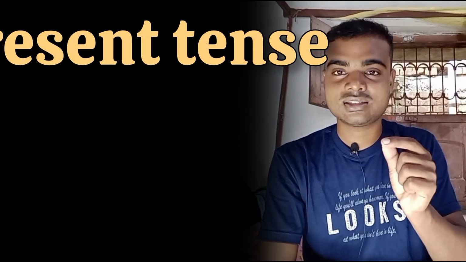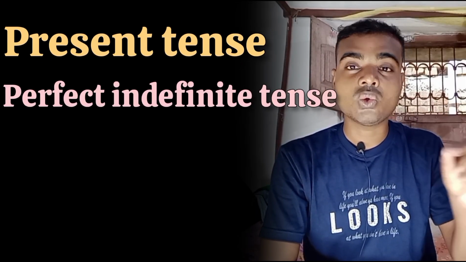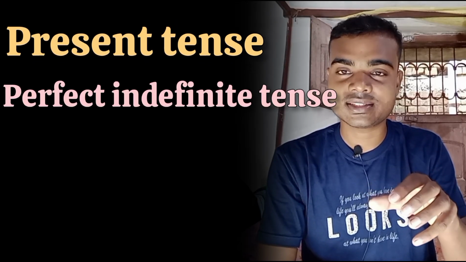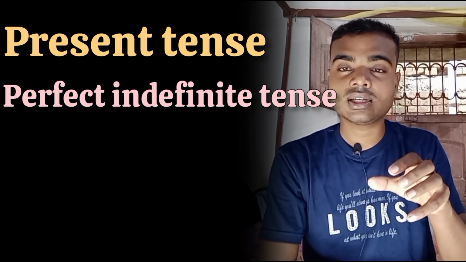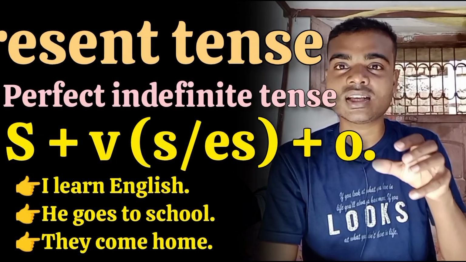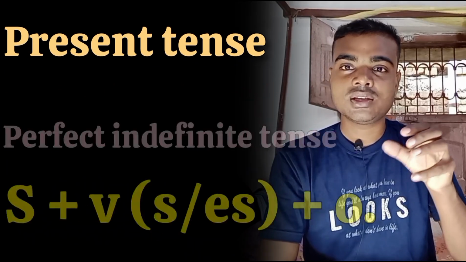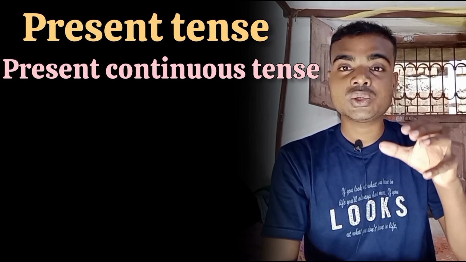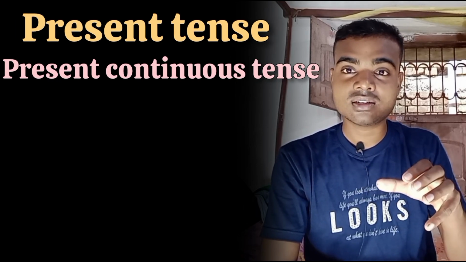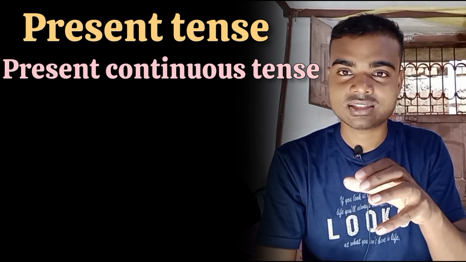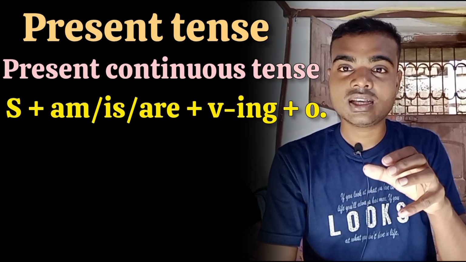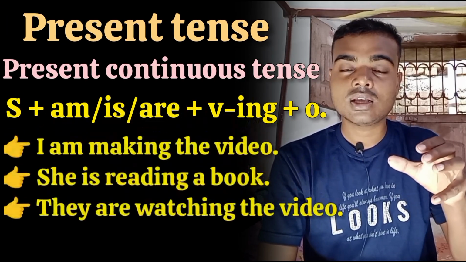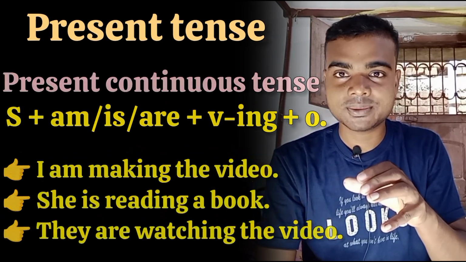For present tense, present indefinite, whatever we do now, these are present indefinite tense. The structure is subject plus verb plus object. Present continuous tense, whatever we are doing right now, these are present continuous tense. The structure is subject plus be verb am, is, are plus verb ing plus object.